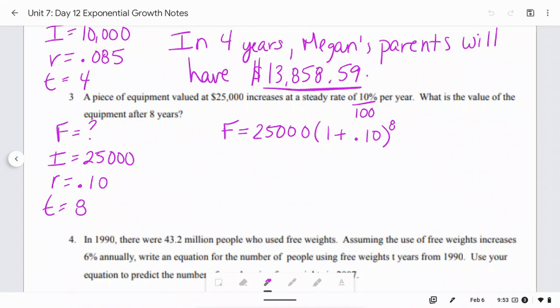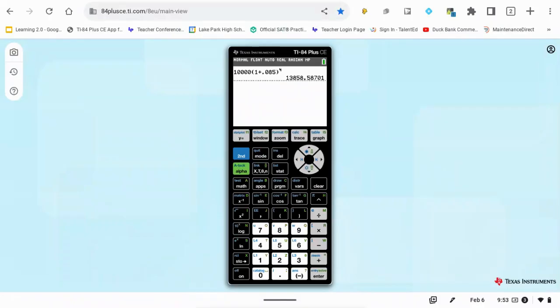Again, since I'm talking about money, I'm going to round it to 2 decimal places in the graphing calculator. So I'm going to clear out my old equation. My new equation is 25,000, parenthesis 1 plus 0.10, close the parenthesis, and raise that to the 8th power. So if I'm rounding to 2 decimal places, I'm going to look at 0.72. The number next to the 2 is a 0, so I'm going to keep it at 0.72.